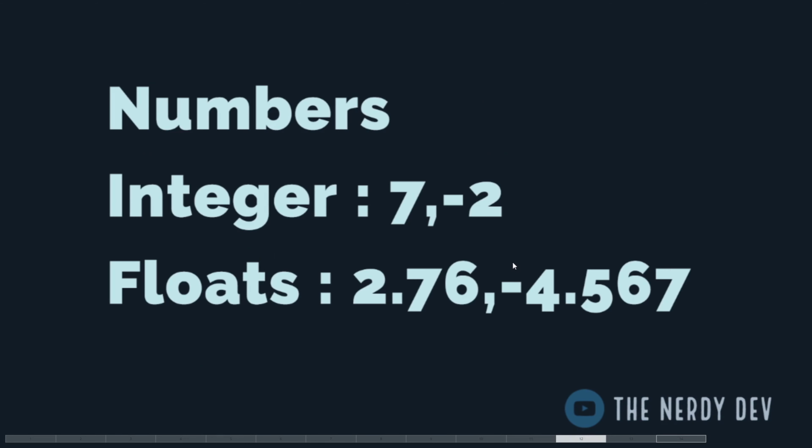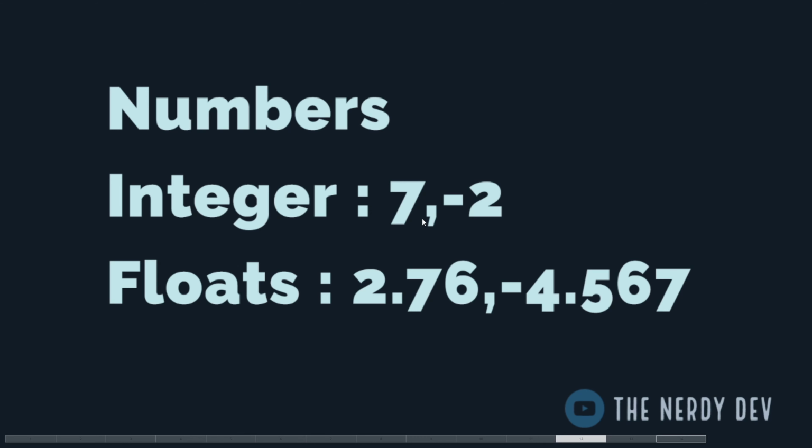So first let us talk about numbers. Now numbers can be as big as supported by your memory and operating system. You can easily convert a number to other types. Say you have an integer, which is 7 or minus 2. So a negative number, a positive number, or a whole number, all are integers.